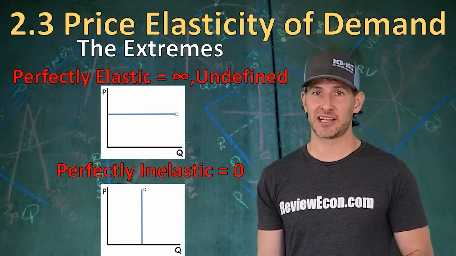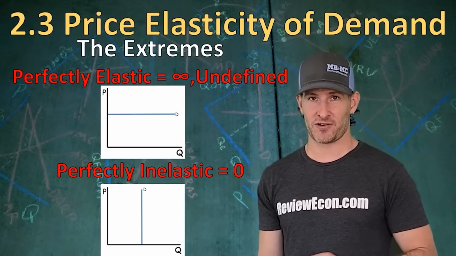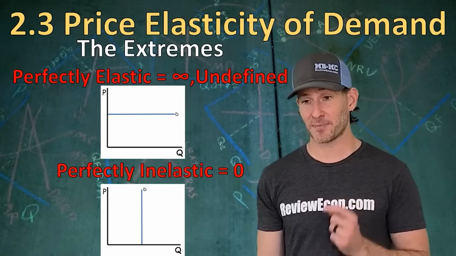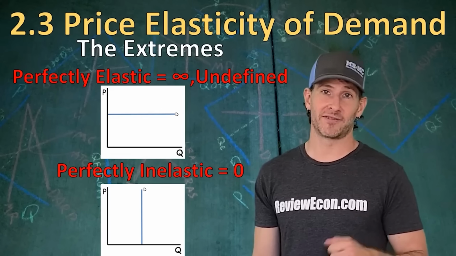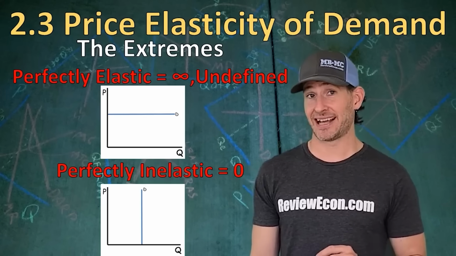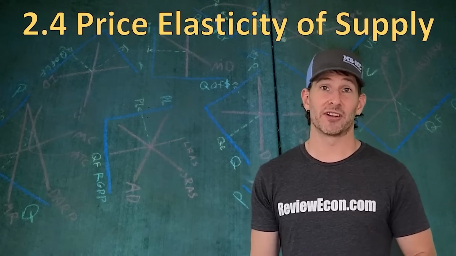That gives us an elasticity coefficient of 0. Those are the perfectly elastic and perfectly inelastic curves. Anything else we call relatively elastic or relatively inelastic. Now we're going to look at some other elasticities.